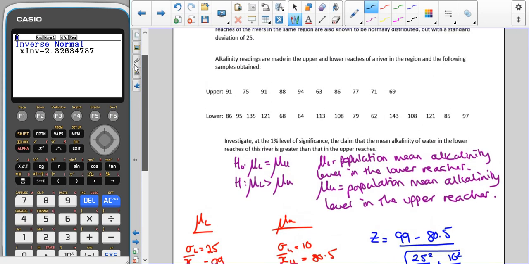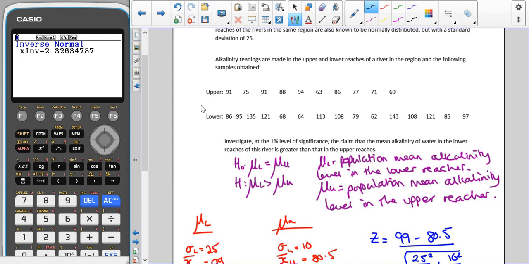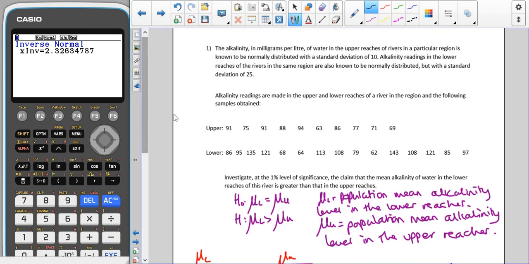Just quickly looking back here, it could ask us to state an assumption. Looking at the information that we have here, I'm quickly going to read it to you again. The alkalinity in the water, the upper reaches, is known to have normal distribution, standard deviation 10. Lower reaches, normally distributed, standard deviation 25. We took readings from the upper and the lower parts of the region. The sample obtained is this. But it doesn't have the key word there saying that this is a random sample.